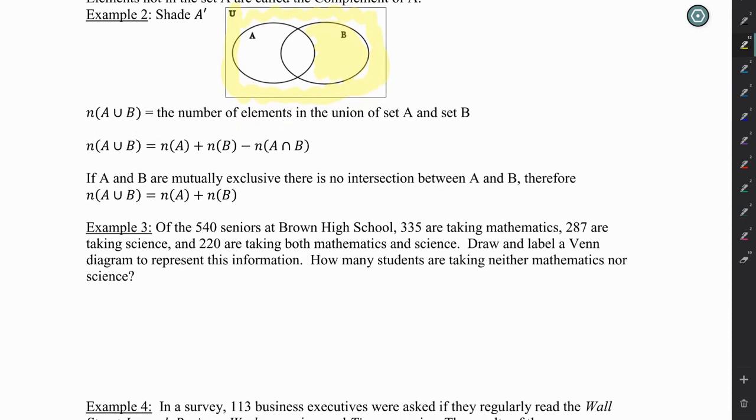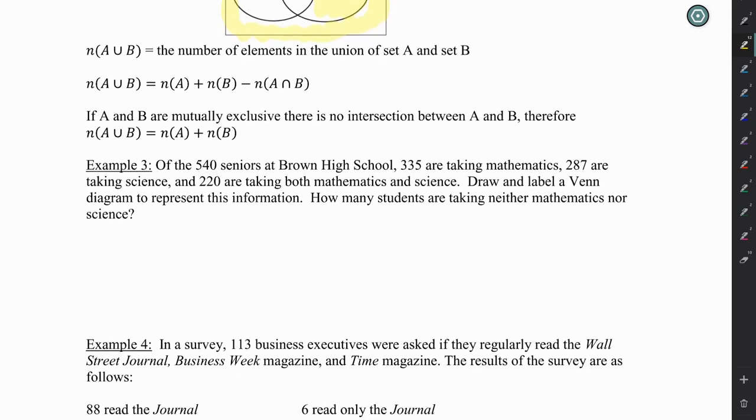n(A union B) means the number of elements in the union of set A and set B. So the union is the number in A plus the number in B minus the overlapping, which is very similar to the probability that we were doing the other day. Just like the probability, if they're mutually exclusive, there is no intersection. Therefore, we don't have anything to subtract out. So we can just do the number in A plus the number in B.